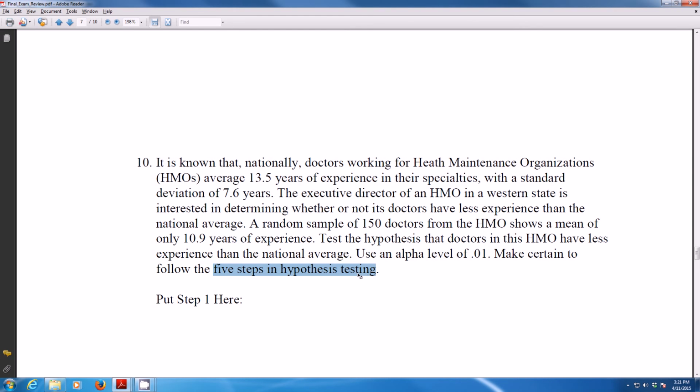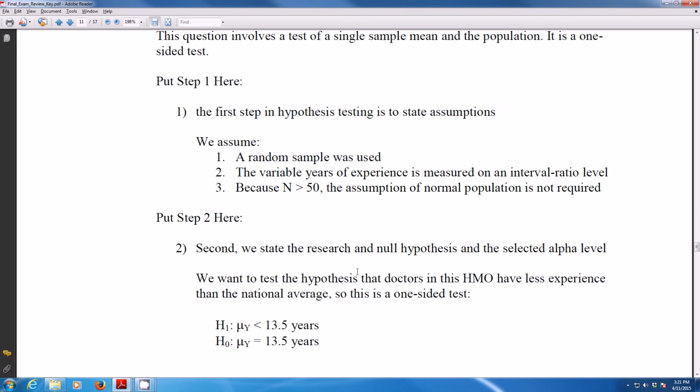testing. So the first step is to basically state our assumptions. So we make an assumption about the method of sampling, and so we're going to assume we have a random sample. We make an assumption about the level of measurement of the variable, and so years of experience is measured on an interval ratio scale. And then we're going to make an assumption about the shape of the sampling distribution. And because we have a large sample that is more than 50 or about 30, we don't have to assume anything about the shape of the sampling distribution. We know it's normally distributed based on the central limit theorem. So no other assumptions required in this case.